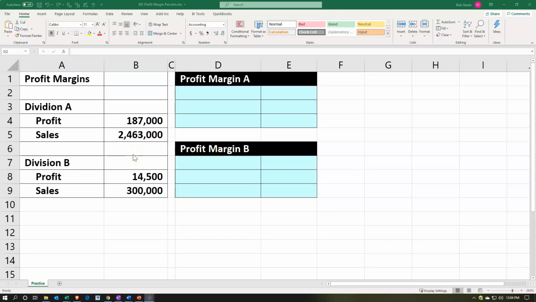Here we are in Excel. We have our information on the left-hand side. We're going to put that information into the blue area in our worksheet on the right-hand side, remembering that as we go forward, we're working on practicing with ratios. We need to have ratios in order to compare different things.